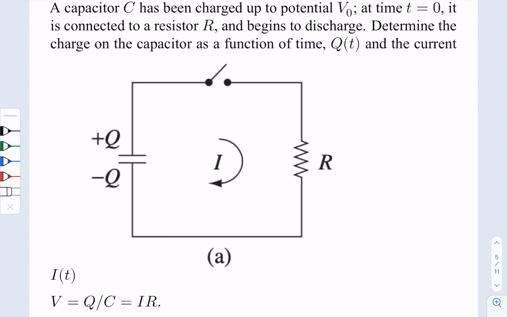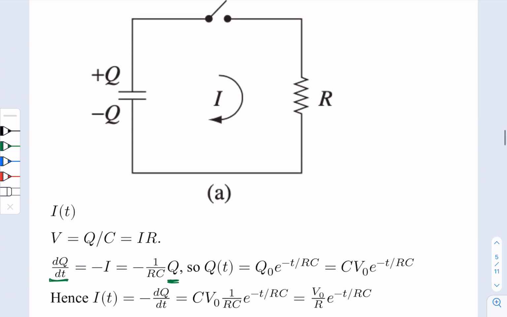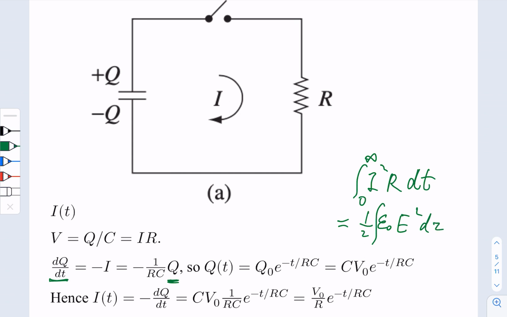And so if you calculate I squared times R, which is the power, and integrate it from 0 to infinity, I think what you would get is the energy stored inside this capacitor, which gives you the total electrostatic energy.